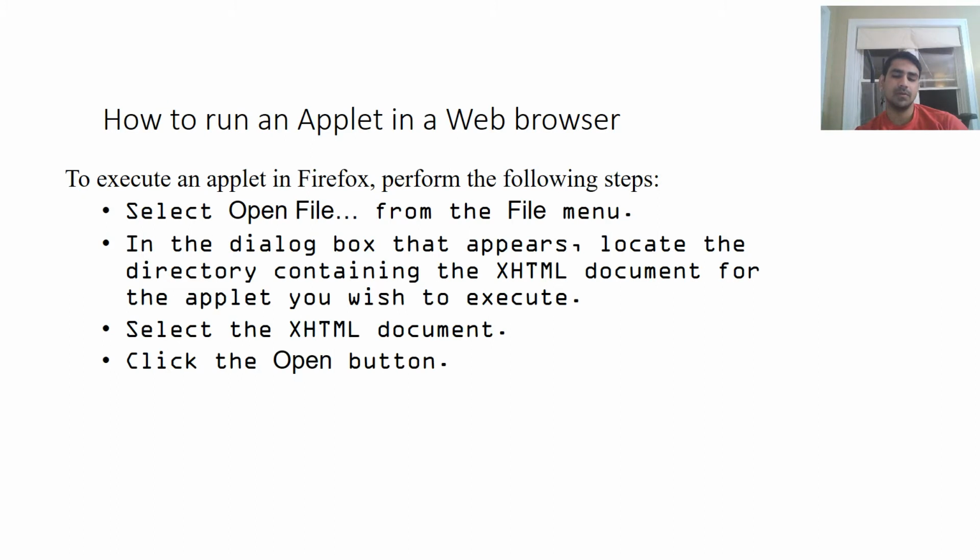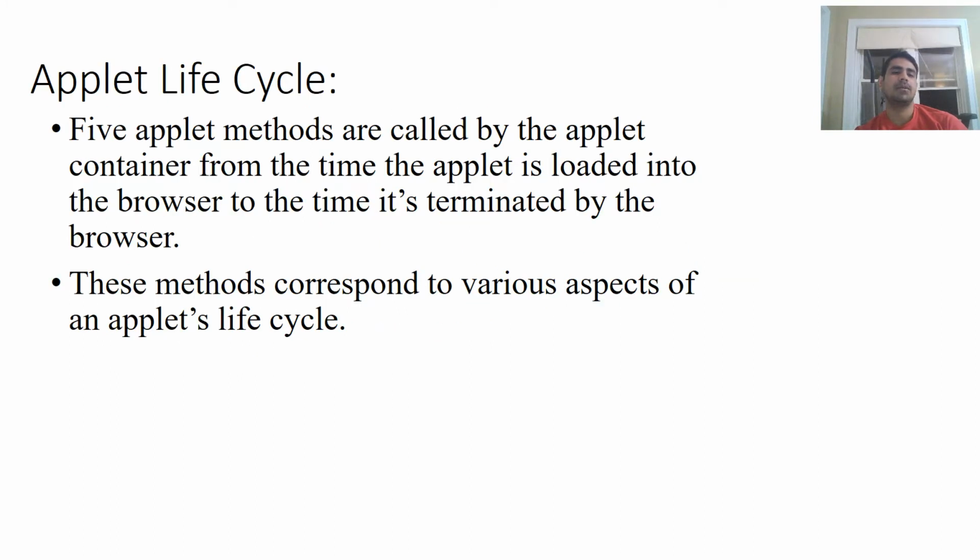Now we are going to discuss applet lifecycle stages. There are five applet methods called by the applet container. An applet is also called an applet container. From the time the applet is loaded into the browser to the time it is terminated by the browser, before it is loaded into the browser or terminated by the browser, these methods correspond to various aspects of an applet lifecycle.